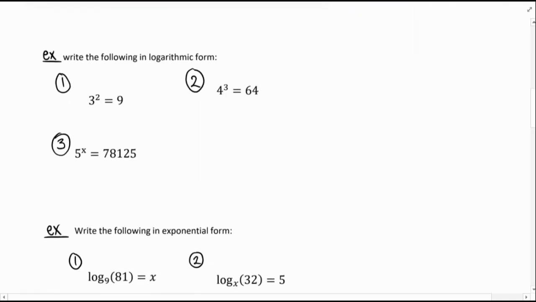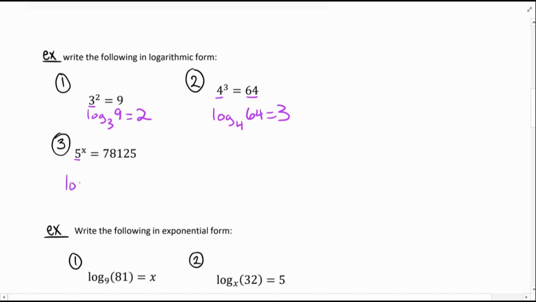Now, if we're going to go ahead and rearrange some of these here, we have 3 to the power of 2 equals 9. So I know it's going to be log base 3, because that's my base, of the answer, which is 9, equals the exponent, which is 2. For number 2 here, we have the base of 4, the answer of 64, and the exponent of 3.